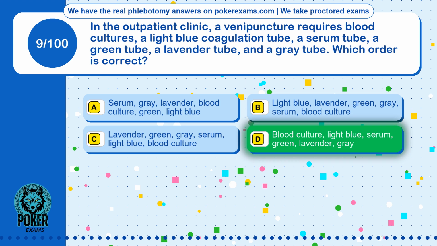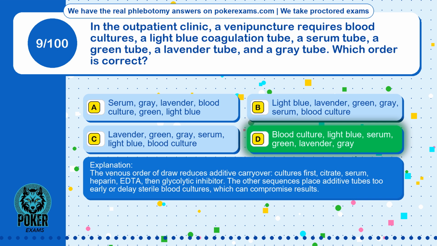The correct answer is option D. Blood culture, light blue, serum, green, lavender, gray. The venous order of draw reduces additive carryover: cultures first, citrate, serum, heparin, EDTA, then glycolytic inhibitor. The other sequences place additive tubes too early or delay sterile blood cultures, which can compromise results.